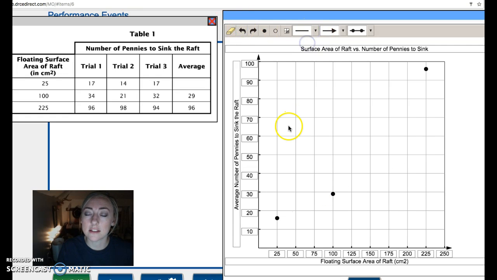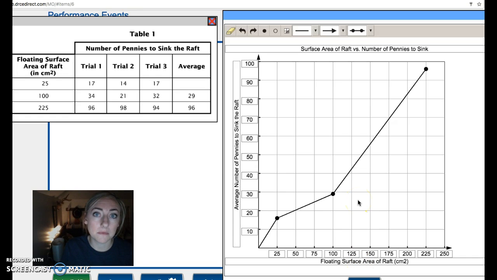We're going to select this line. Connect this dot to this dot, connect that dot to that dot, and connect back to 0. So this basically makes our graph. That's all we have to do. And then we would press OK at the bottom, and this would submit the graph.